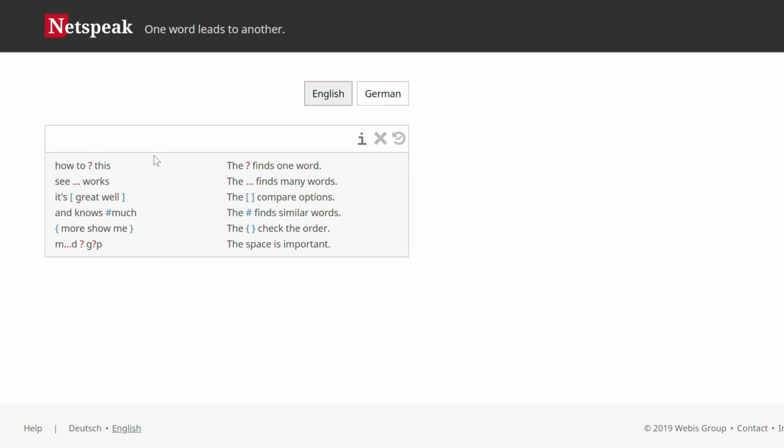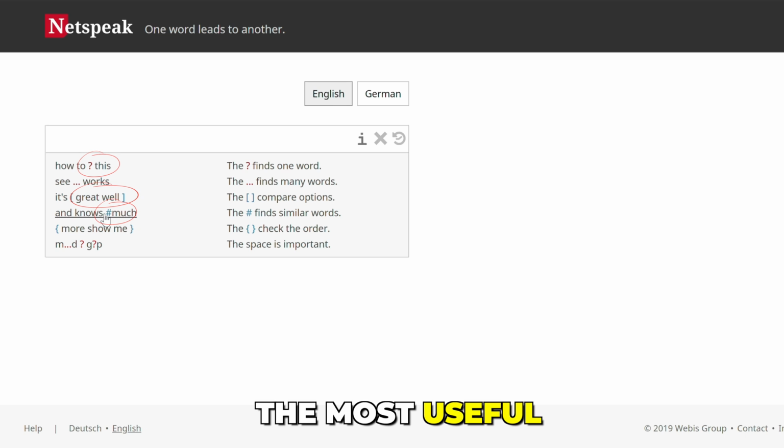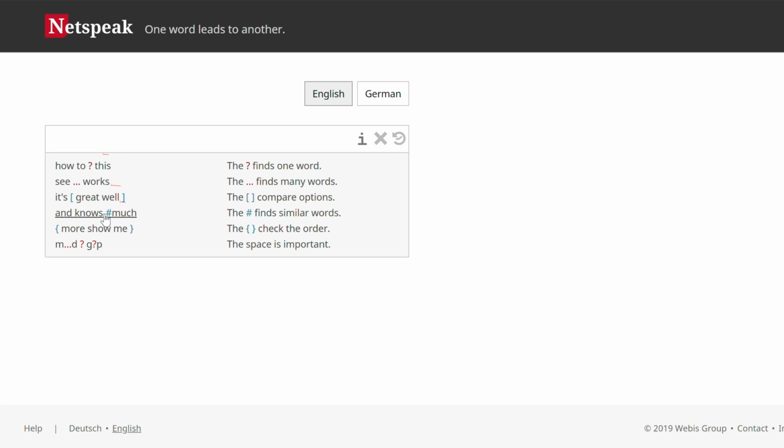I personally think that it's the question mark, and then the square brackets, and then the hash key that are really the most useful. The other ones, I found them to be slightly less useful. Not to say that they're completely useless, but they're less useful, I think, for academic writing. So let's explore how they work.